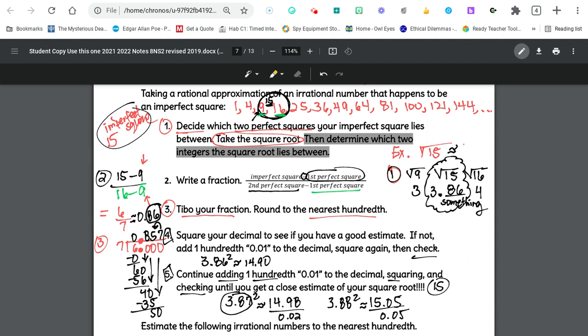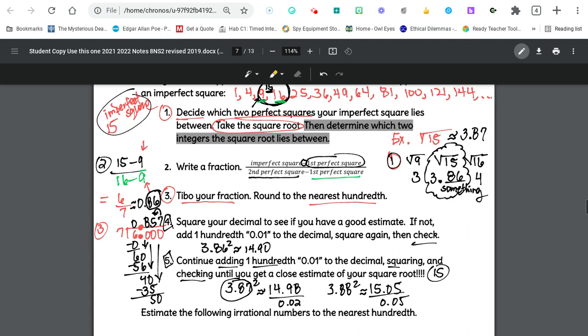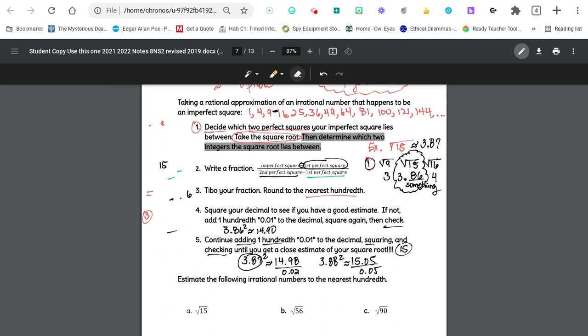So the square root of 15 is approximately 3 and 87 hundredths to the nearest hundredth. All right, so we're going to follow those same steps. I'll do one more just to show you another example, okay? Make sure you pause the video if you don't have it and write that down. Go back and rewind and write it down. I'm about to erase. And again, we're going to follow these same steps, okay?